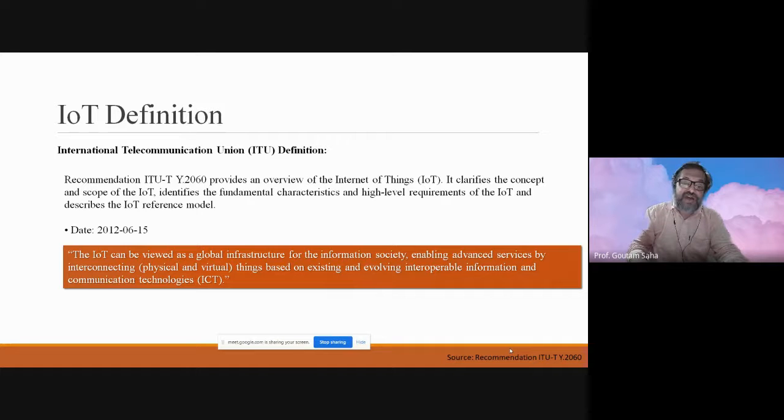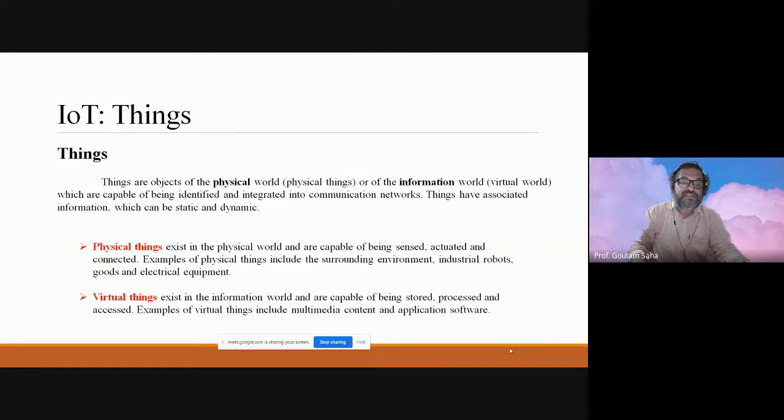IoT definitions I have already told you. IoT can be viewed as a global infrastructure for information. That means, as I already told you, IoT enables physical objects to see, hear, think, and perform jobs by having them talk together to share information and to coordinate decisions. Next is: what are things? Things are basically sensors. Two types of things are there.